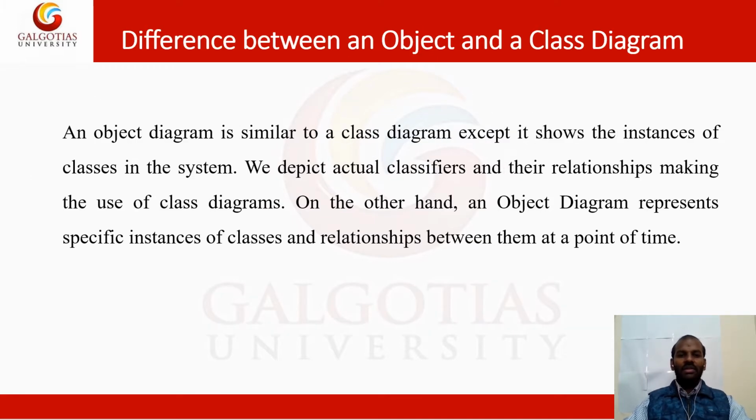And what is the difference between an object diagram and a class diagram? We already discussed what a class diagram is. Three different portions are covered: the first portion is the class name, the second portion is the attributes, and the third portion is the functions and methods, and a fourth portion is optional for the component representation. So now what is the difference between an object diagram and a class diagram?